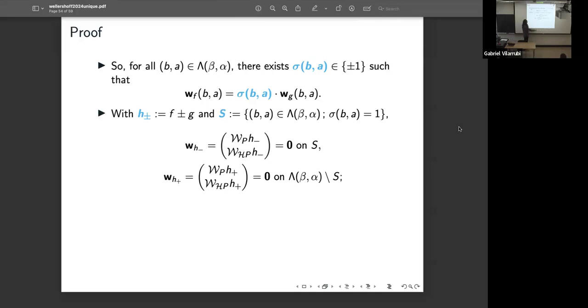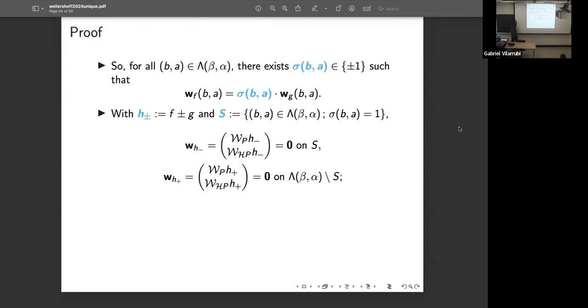Now we're going to say, okay, let us introduce H plus minus like we did before. So H plus being F plus G, H minus being F minus G. And let us also introduce S like we did before. So let us say S are all the elements BA such that sigma of BA is 1. Okay, then you think of this W that's still linear in H. So you see that W of H minus must be 0 on S, just because, well, think about it, it's just linearity. And the same thing for WH plus with the complement of S: WH plus must be 0 on the complement of S.